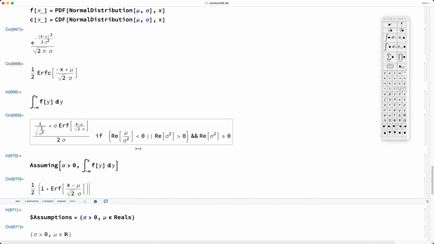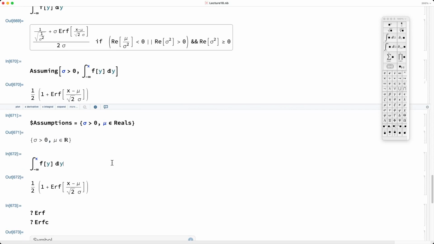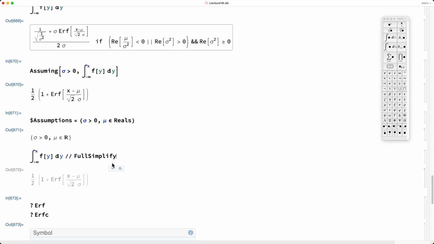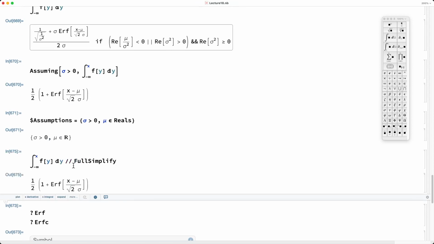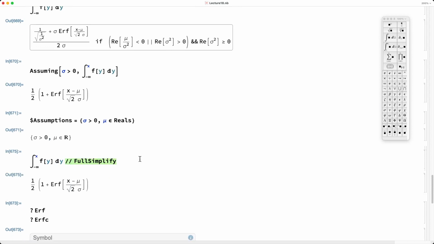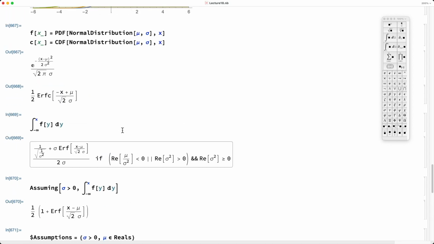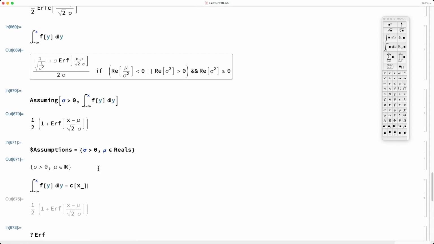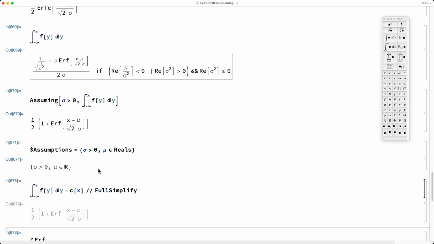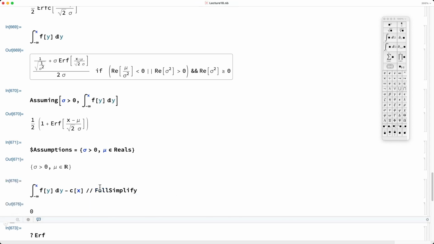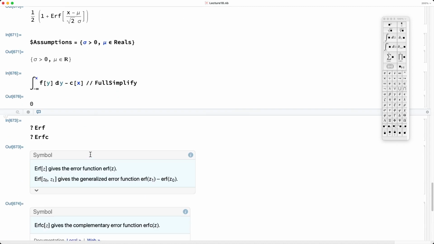So we can try and simplify this result. It didn't simplify, but okay, let's try and subtract c of x. And we get 0, so we know the difference is 0. Okay.